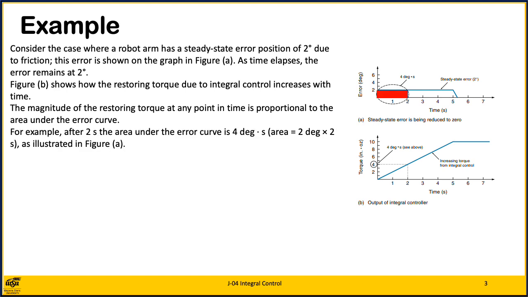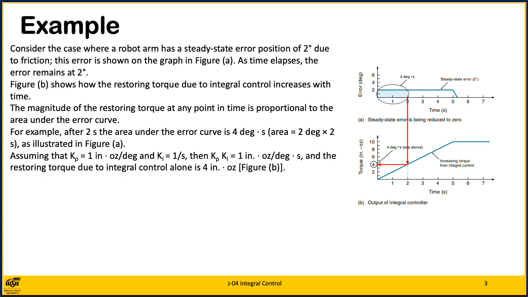For example, after 2 seconds, the area under the error curve is 4 degree-seconds. Area equals 2 degrees times 2 seconds, as illustrated in figure A. Assuming that Kp is equal to 1 inch-ounce per degree and Ki is equal to 1 over s, then Kp Ki is equal to 1 inch-ounce divided by a degree-second, and the restoring torque due to the integral control alone is 4 inch-ounces from figure B.